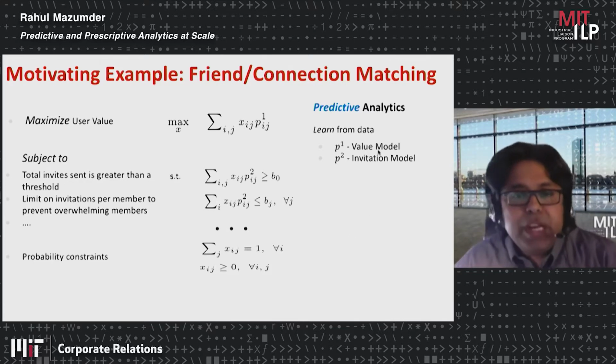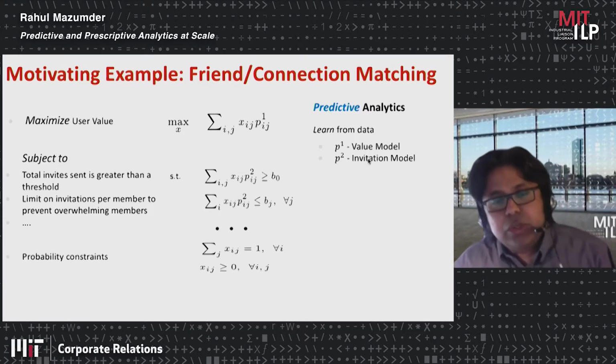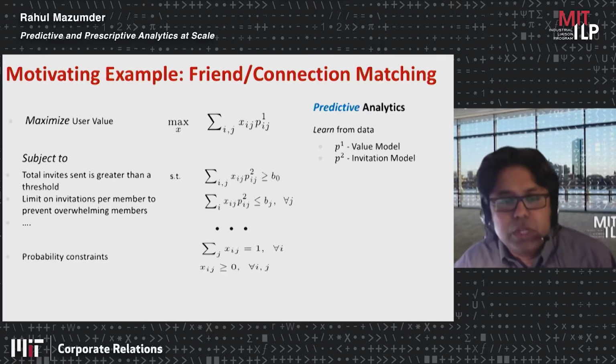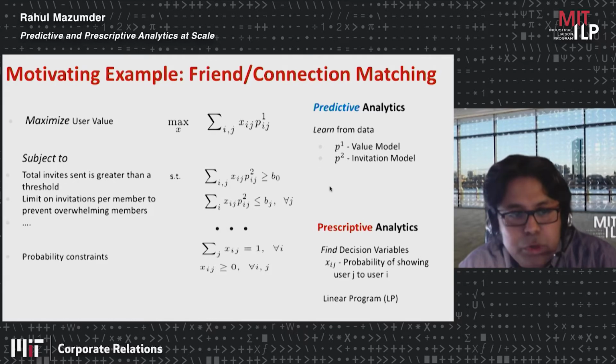So the predictive analytics part is going to focus on building ML models for learning the value model as well as the invitation model. So this looks at historical data and is going to crank out numbers for P1s and P2s. The prescriptive analytics part of the problem is going to take this as a starting point, and then it's going to solve this problem to learn the decisions.